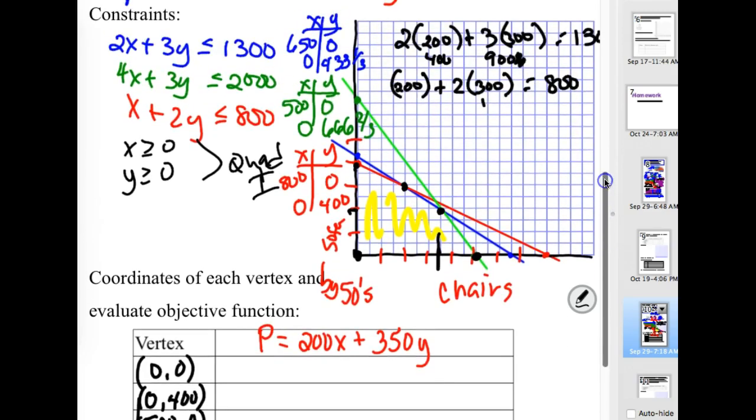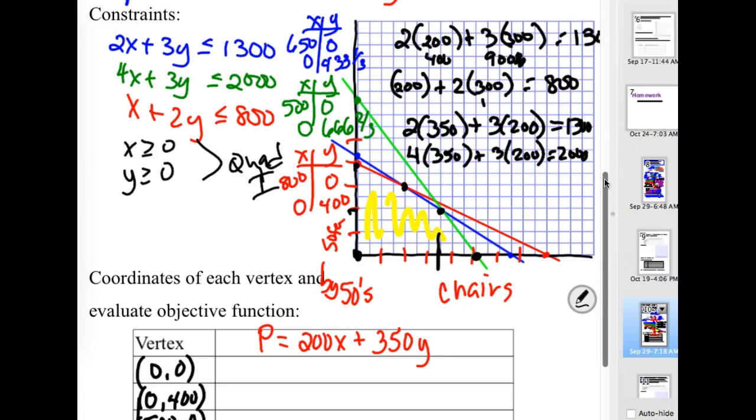And we said that was blue and green. So I'm plugging it into my blue equation and into my green equation. So top one, 2 times 350 is 700. 3 times 200 is 600. 700 plus 600 is 1300. In the bottom one, 4 times 350 would be 1400. Plus another 600 would get me my 2000.